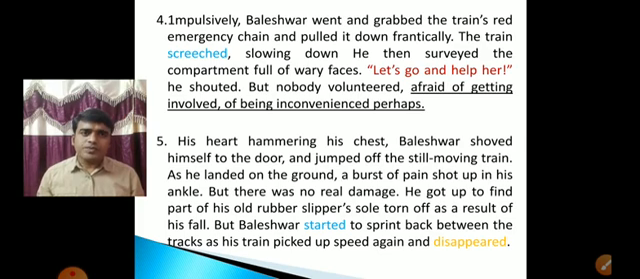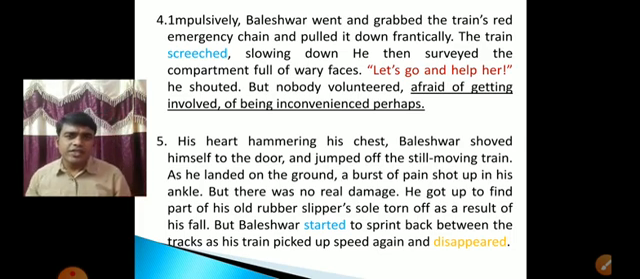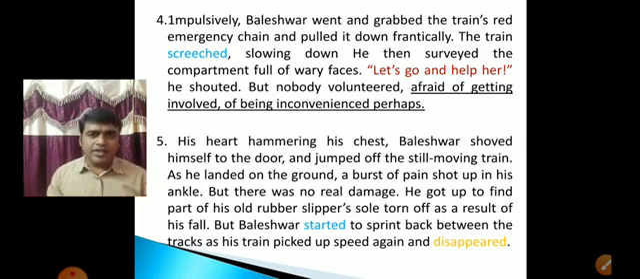And another thing is being inconvenienced, perhaps. It's already 6:30. It's already late in the evening. They are just going to their home. They have their own problems. That is why nobody has taken that incident very seriously, children.